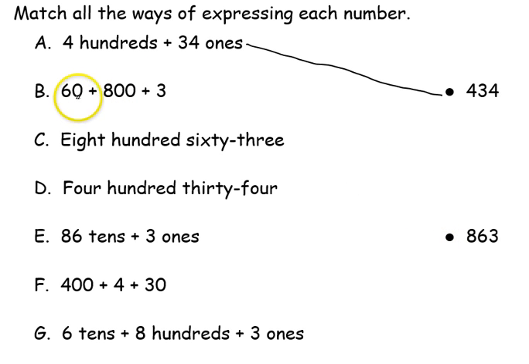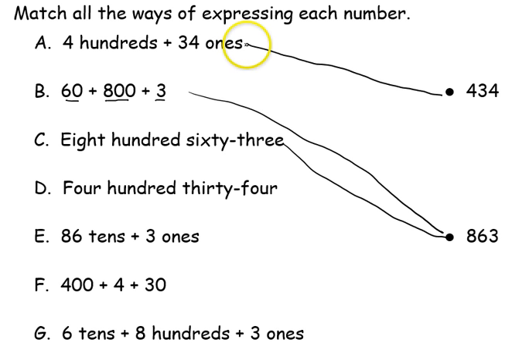Here I have 60 plus 800 plus 3. When I add those, I would get 863. So that would match up to this number. Next I have 863 written in words. So that would match to that number as well. And I have 434 written in words, so we'll match that to the first number.